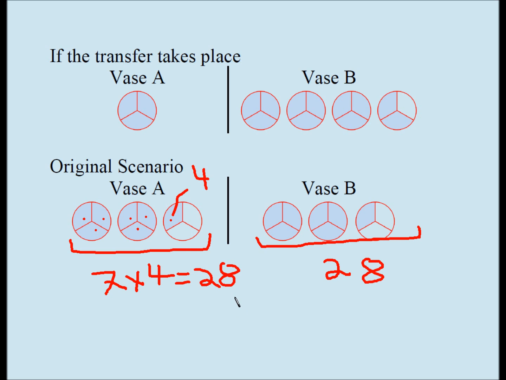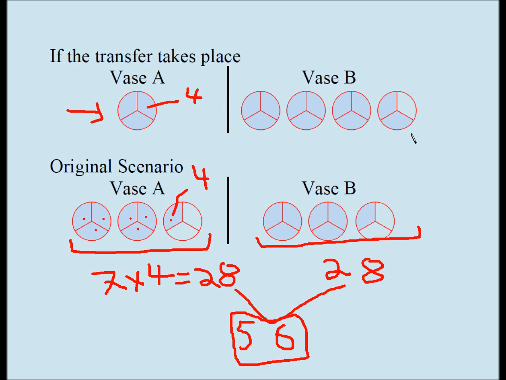And the final answer is, the question asks how many flowers did she have in both vases. So when you add them up, you're going to get 56. You add the total number of flowers in both vases, you get 56. That's your final answer. You can always go back on top and pretend each section is 4 and add them all up. You would get the same thing.